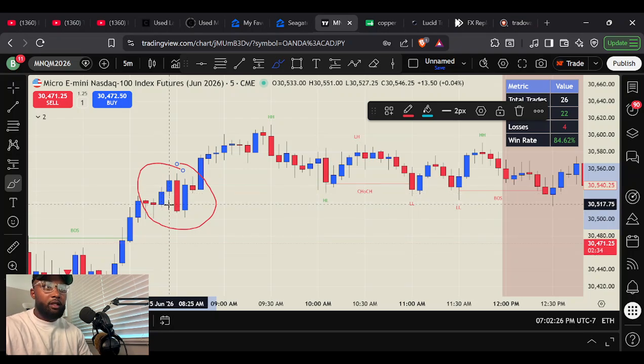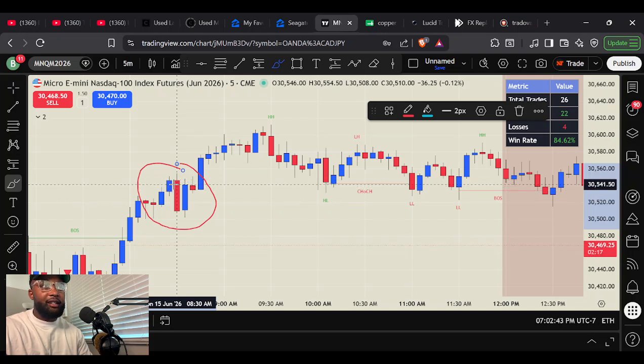So the price started right here. When it closed, it got right there. So you see this next one. This is where it ended. This is where it opened on this one. So it opened here, closed here.